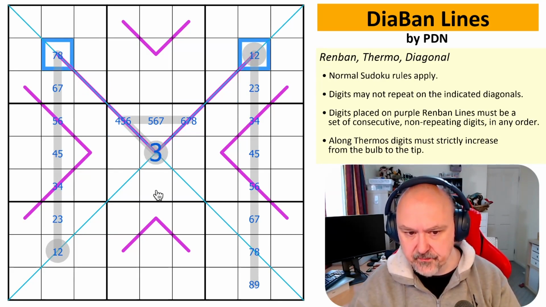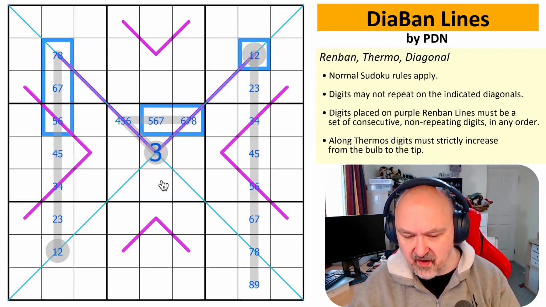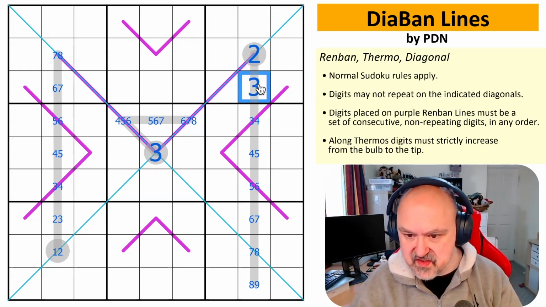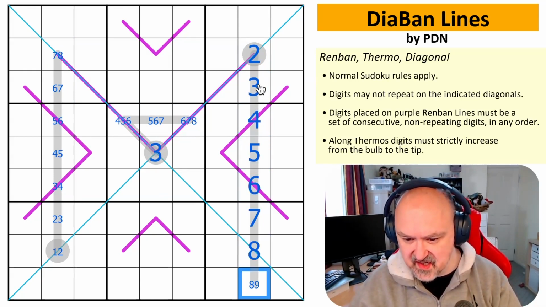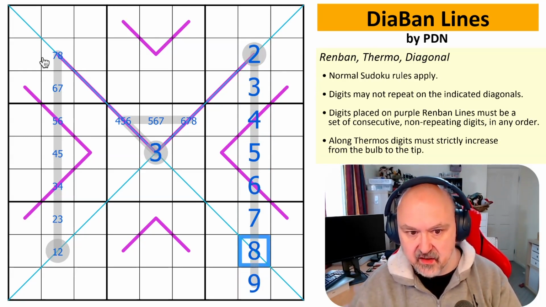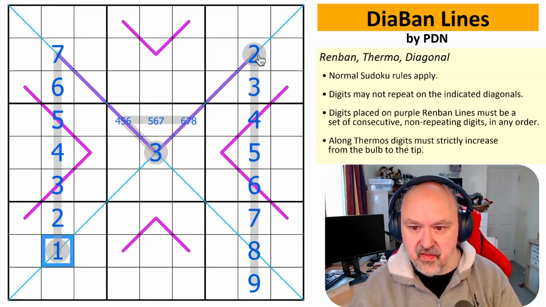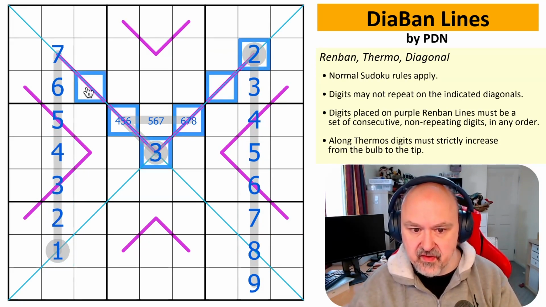This becomes a 7, which means this is 6, this is 5. But this is 6, and because of the way this thermo works, this would then be 5, and that cell would be broken. So this has to be a 2, this is a 3, this is a 4, this is a 5, this is a 6, this is a 7, this is an 8, and this is a 9. That 8 looks back up here, making this a 7, this a 6, this a 5, this a 4, this a 3, this a 2, and this a 1. That is very, very powerful.